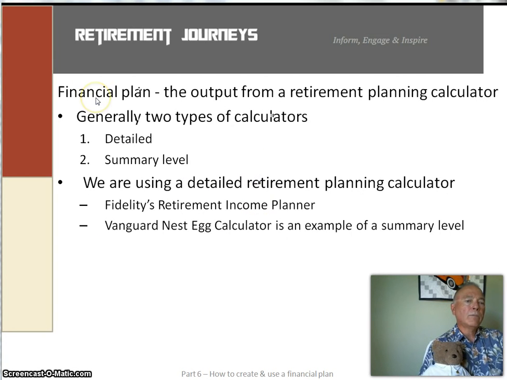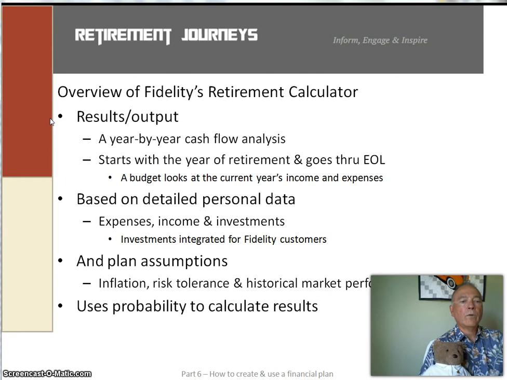So when I talk about a financial plan, the context that I refer to is the output from a retirement planning calculator. And there are essentially two types of calculators. There are the very detailed, very robust ones, and those that are more at a summary level. What we're going to use in our example is Fidelity's Retirement Income Planner, which is very robust and affords an opportunity to enter a lot of precise data that's relevant to you. And if you're curious, an example of a summary level calculator, and a very good one, is Vanguard's Nest Egg Calculator.